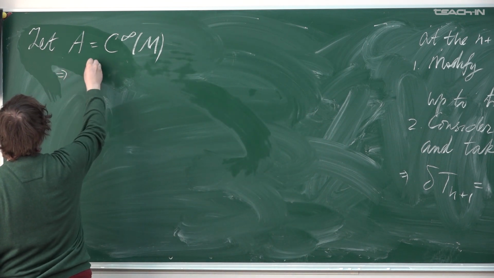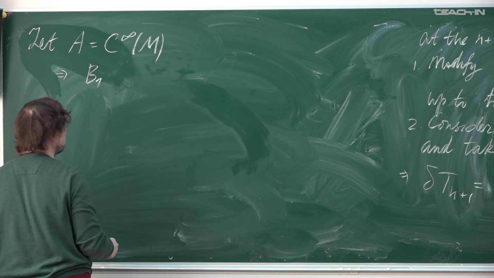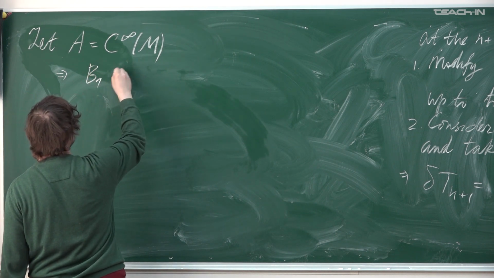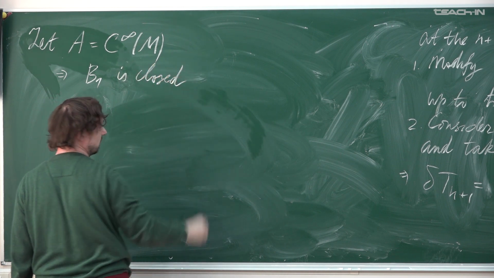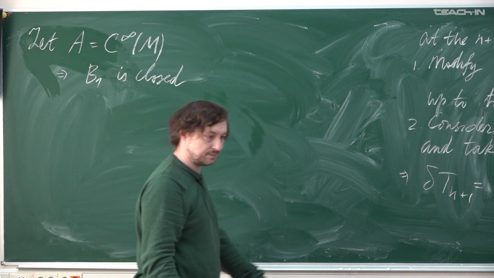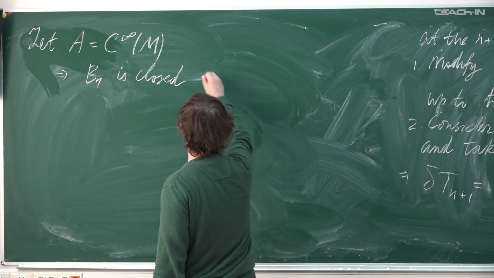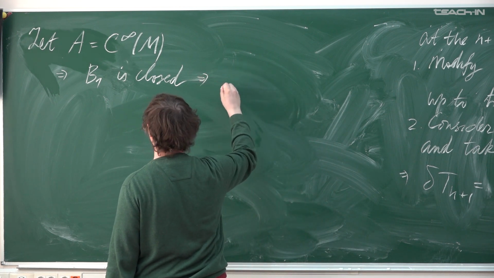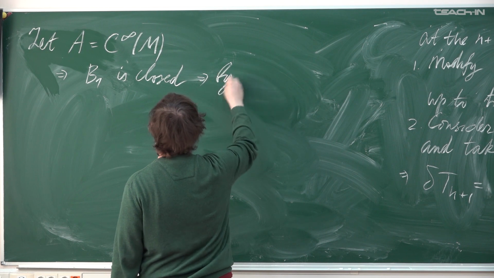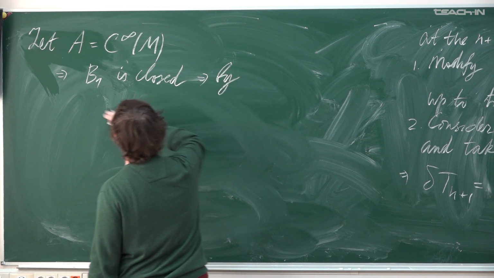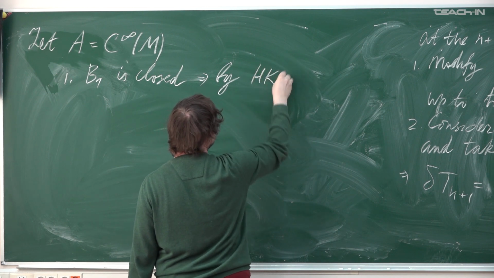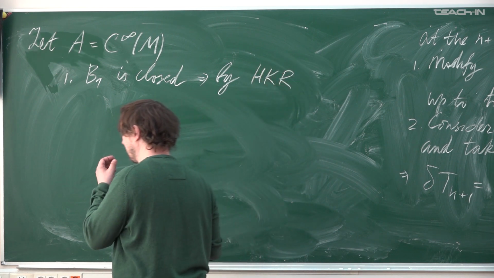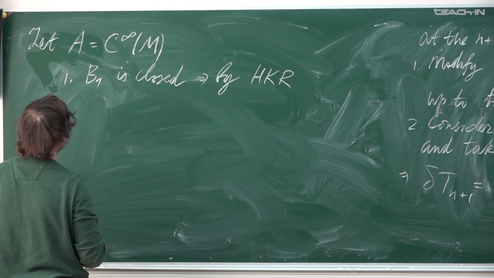Then B1 is closed, right? Hence, by the Hochschild-Kosten-Rosenberg theorem. So first, B1 is closed by the Hochschild-Kosten-Rosenberg theorem in the form I described last time.